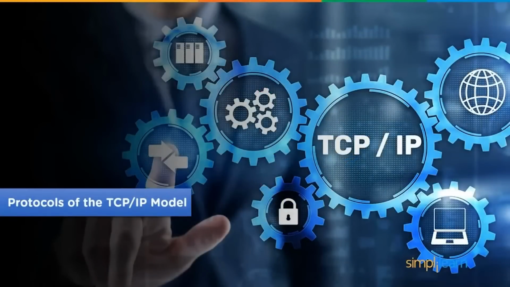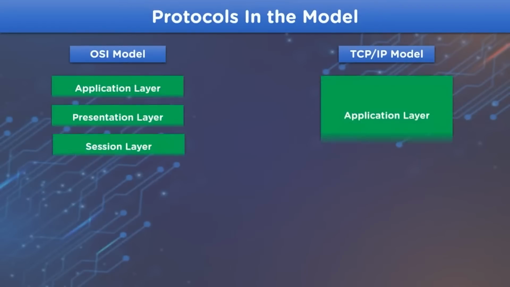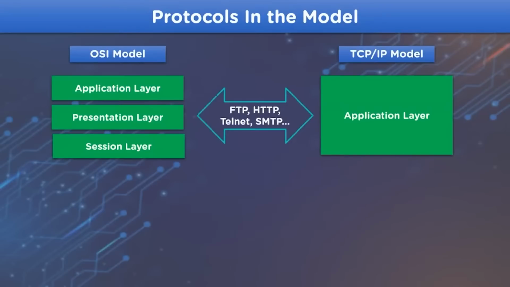Now let's continue with the protocols that are used in the TCP/IP model. To understand the protocols that are used in the TCP/IP model, we'll compare it with the OSI model. And if you want to know more about the OSI model, you can visit our video on the Simplilearn channel. Let's begin. The topmost three layers of the OSI model, which are application layer, presentation layer, and session layer, collectively refer to the application layer in the TCP/IP model, where they use protocols such as FTP, File Transfer Protocol, HTTP, Hypertext Transfer Protocol, Telnet, and SMTP, which is Simple Mail Transfer Protocol.